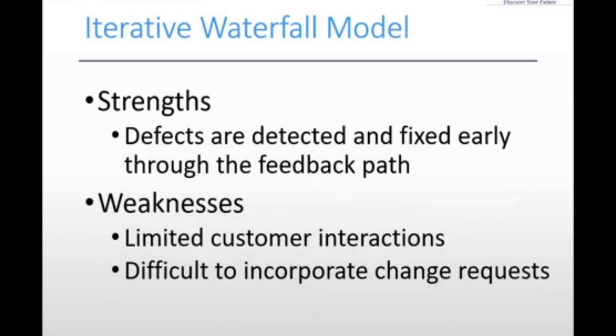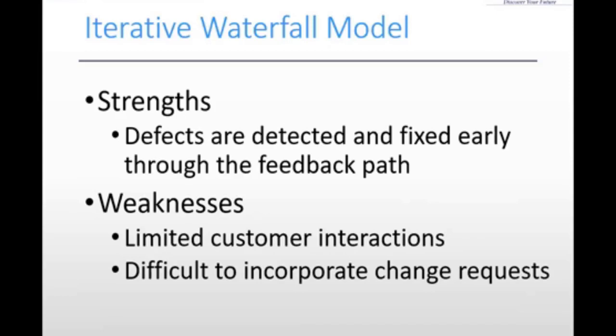Now the strength, compared to the classical waterfall model, is that we can identify the defects and fix them early through the feedback path. That means when a defect arises, at the same point of introduction, we can identify and fix it, right? So it will need less time, less cost, and less effort, right? Since we have the feedback path, or the backward paths, to the previous step.